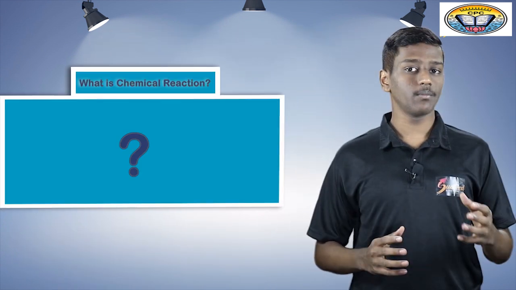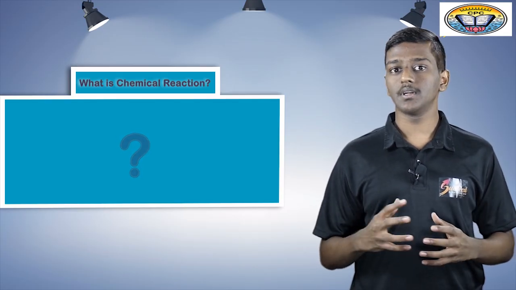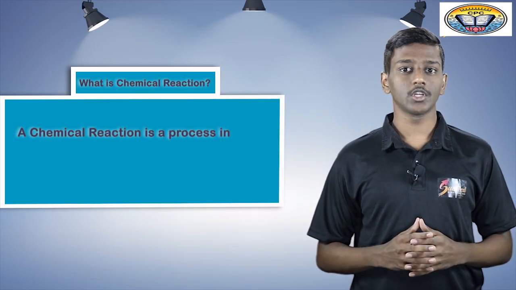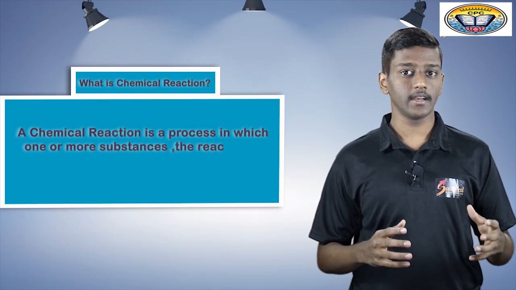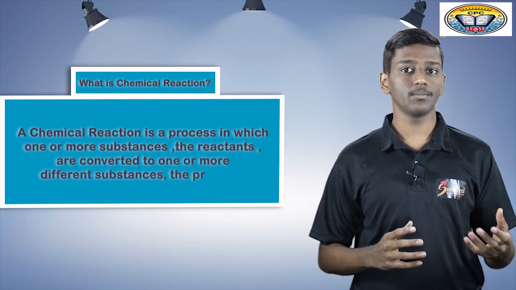Now, what is a chemical reaction? Let us define chemical reaction in simple terms. A chemical reaction is a process in which one or more substances, the reactants, are converted into one or more substances, the products.